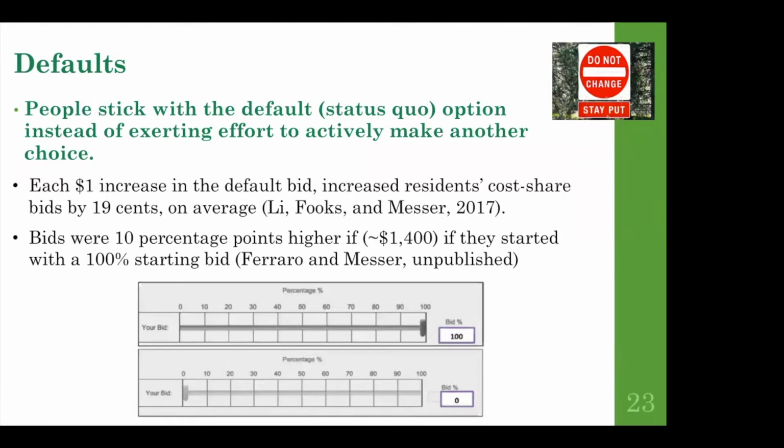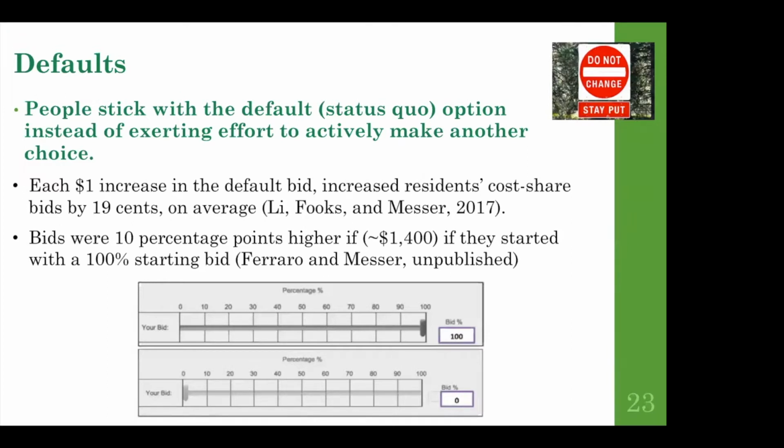Okay, so I won't spend too much time on defaults because I know this was in the talk 3 weeks ago, because there have been several studies that CBEAR has worked on. These were the AgVise and HomeVise studies that Paul mentioned. But they found that just by changing a default bid, right, the bid represented a cost share, the amount of money that an individual would be willing to pay in order to do a conservation practice, just changing that default bid influenced their final bid, right?